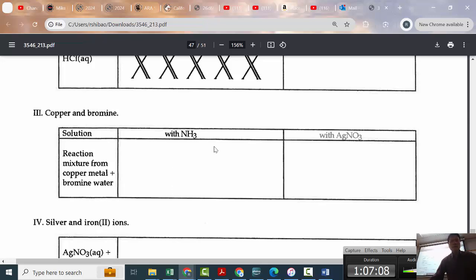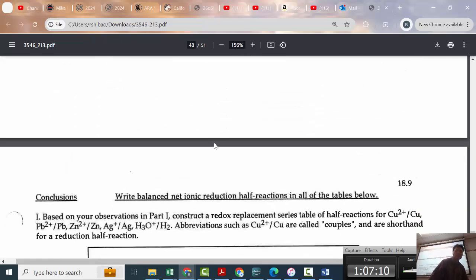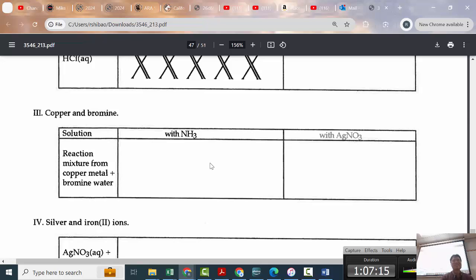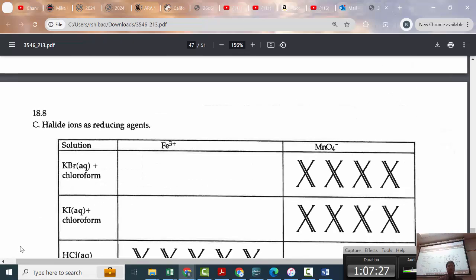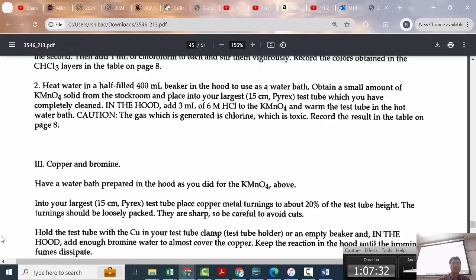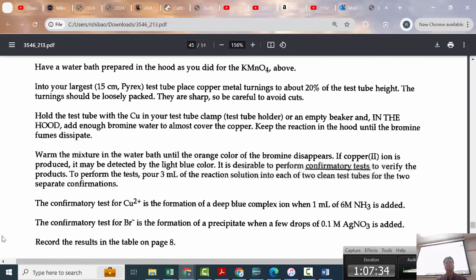The next reaction is copper and bromine. So we're going to just take some copper metal and mix it with bromine. Actually, I think we're going to take copper wire. Do we have any? I don't know if we have any. And when we look at the procedure here, I should have had you prep the procedure. We might not have the copper metal turnings.